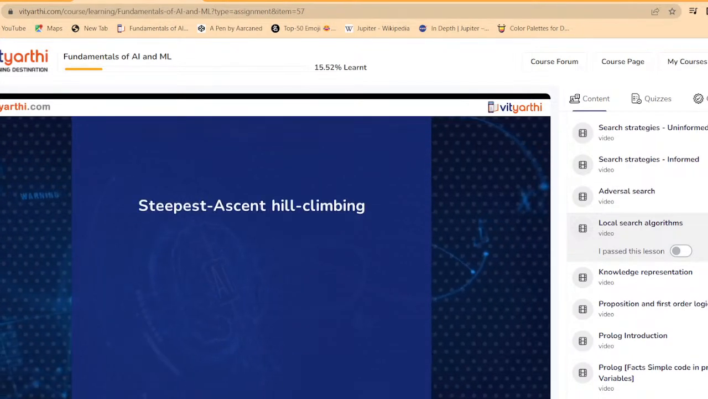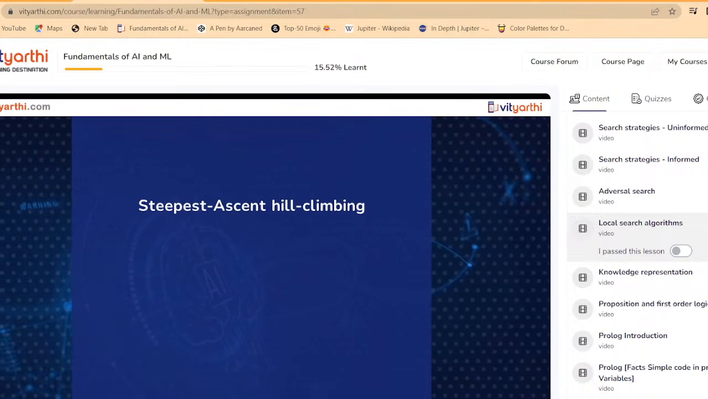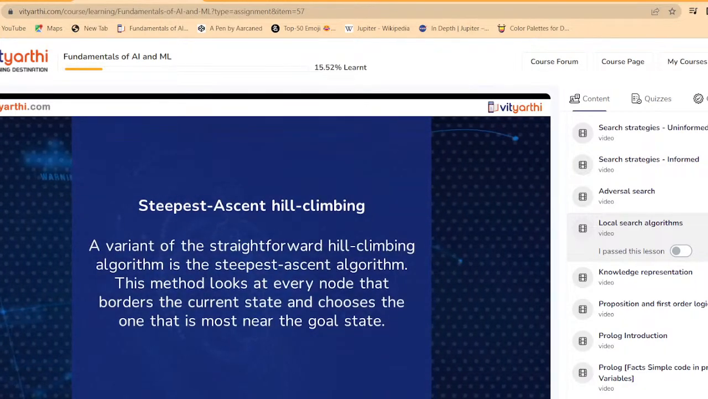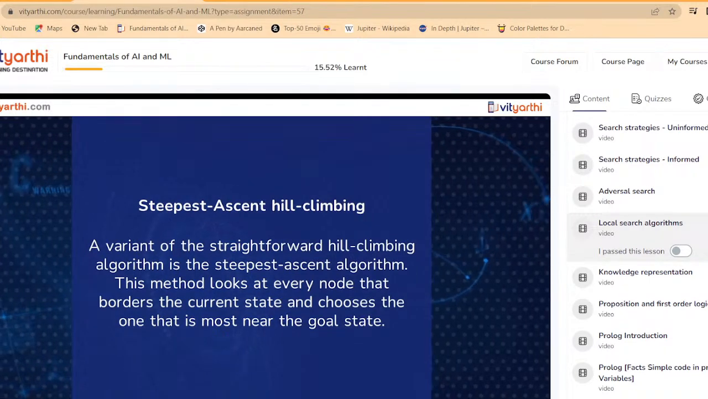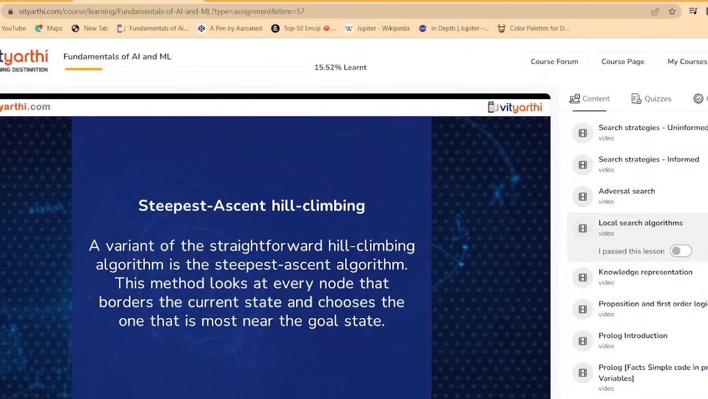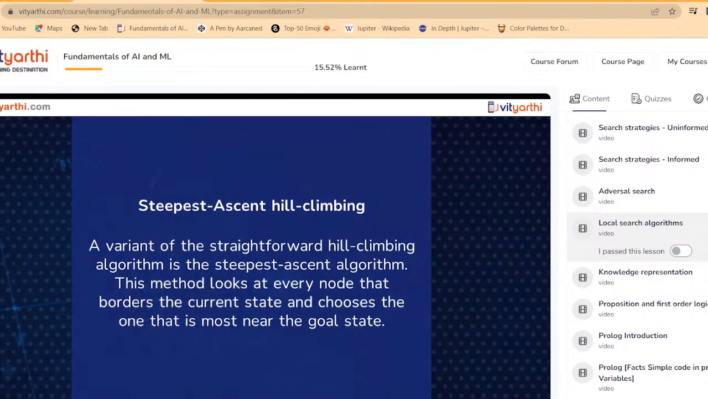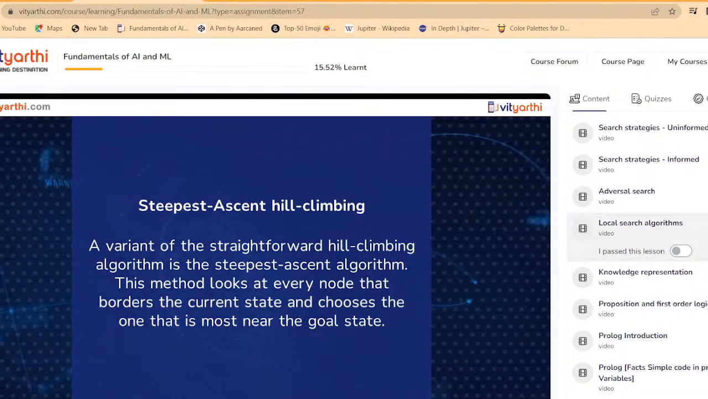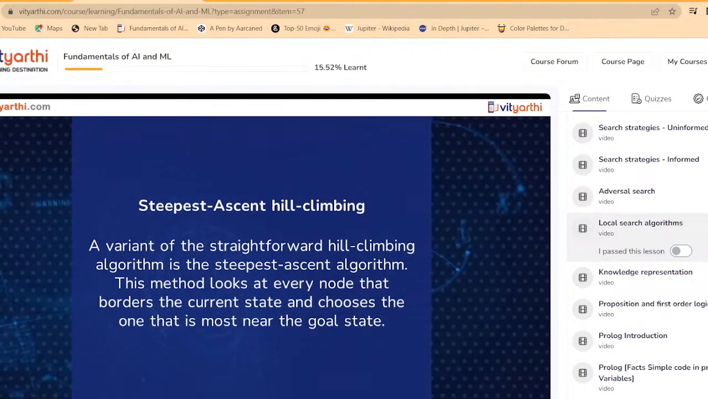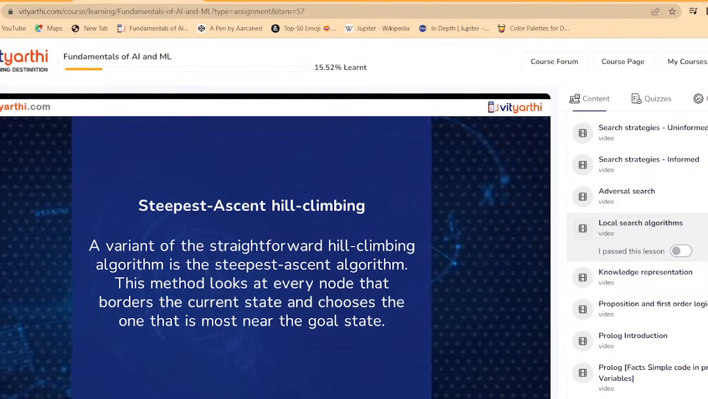The second type is steepest ascent hill climbing. A variant of the straightforward hill climbing algorithm is the steepest ascent algorithm. This method looks at every node that borders the current state and chooses the one that is the nearest to the goal state. This algorithm takes longer since it looks at more neighbors.